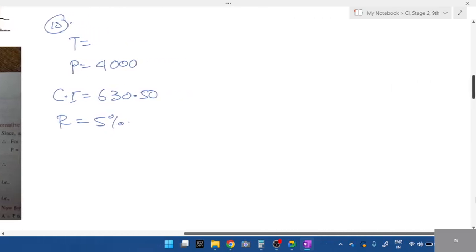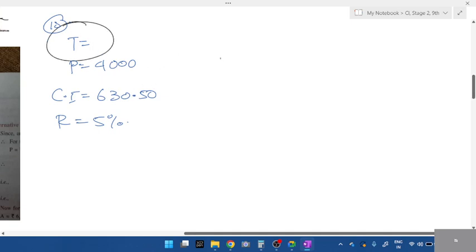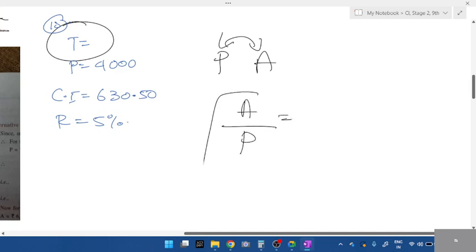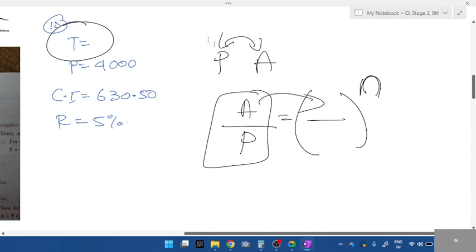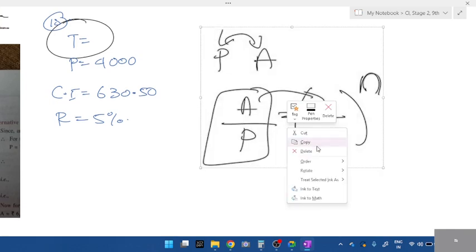Okay, ignore that. Whenever you're finding time period, students, remember this. Whenever you want to find time period, we always need principal and amount. We don't need compound interest. We need principal and amount. Only then you can divide, right? According to the formula, you can divide like this and solve. Only then you can compare. So here, instead of amount, compound interest is given.